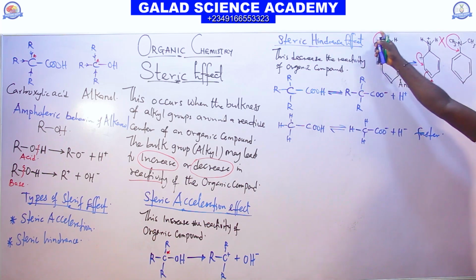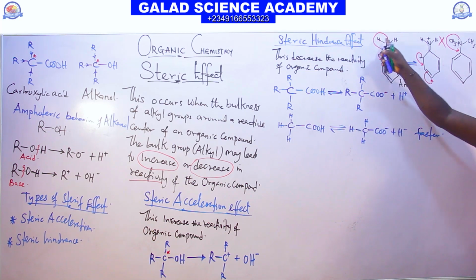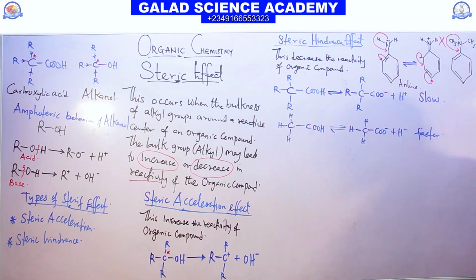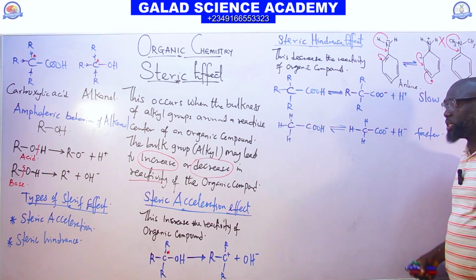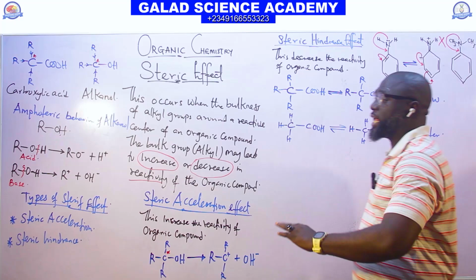But here it can shift. Why? There is no bulkiness of alkyl group at the outer center here. So that is another example of steric hindrance.